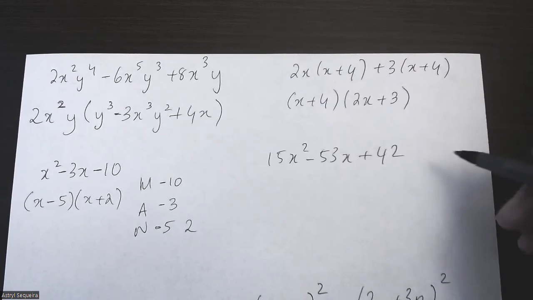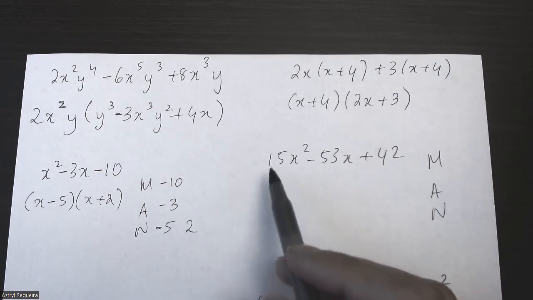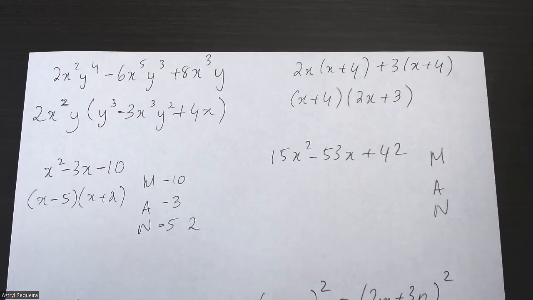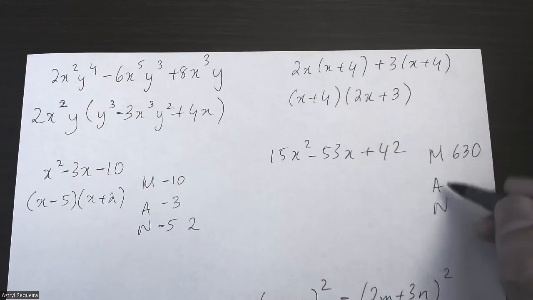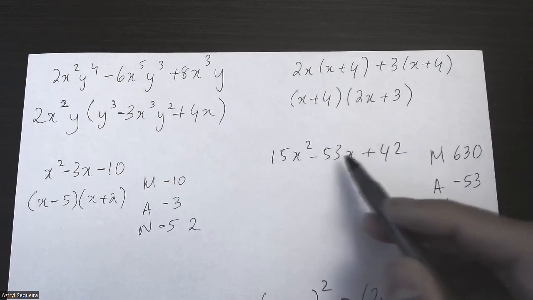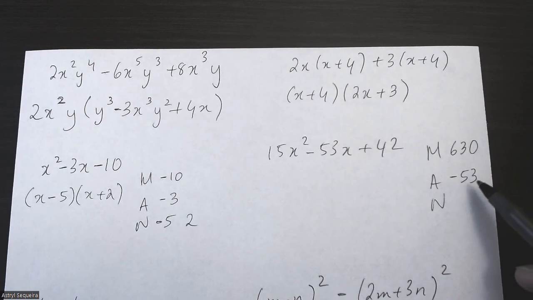Fourth question here is a complex trinomial. So we're doing our man method again, but what multiplies to 15 times 42? 15 times 42 is 630. My A is -53, the number in the middle. And I need to figure out my two numbers that multiply to this and add to this.